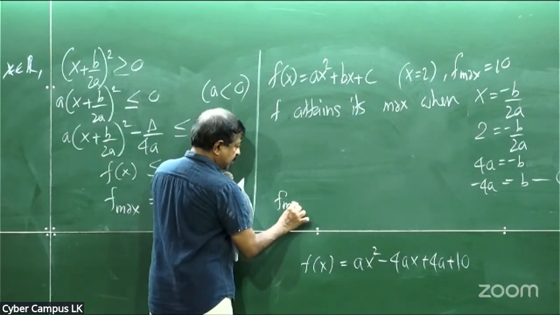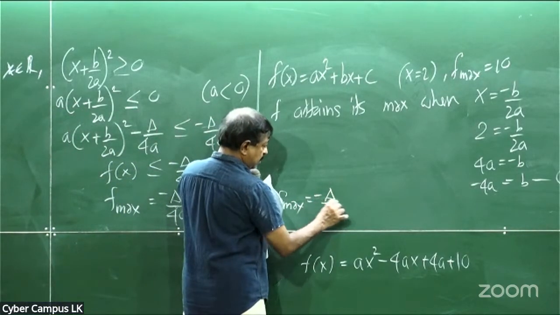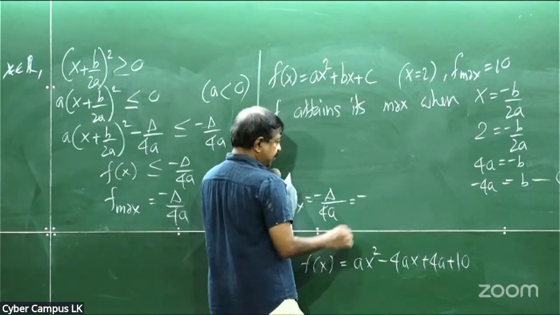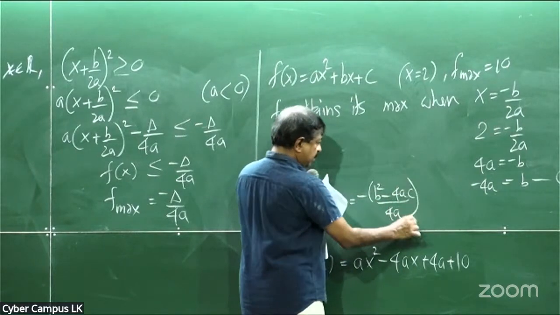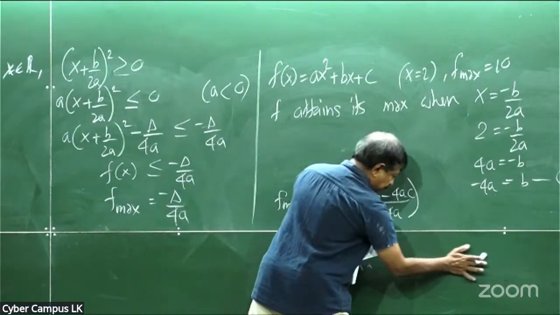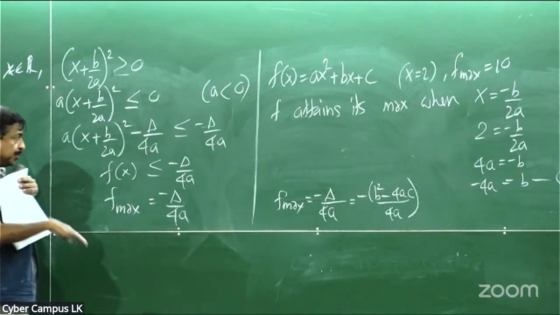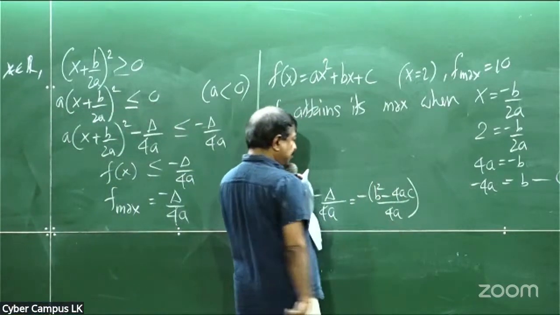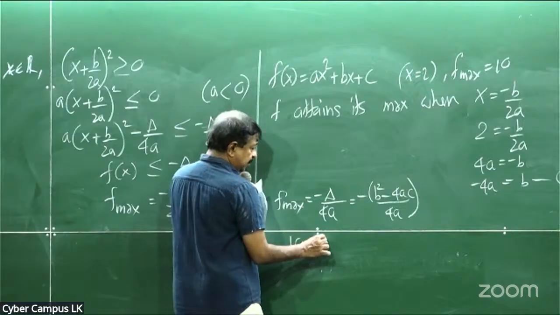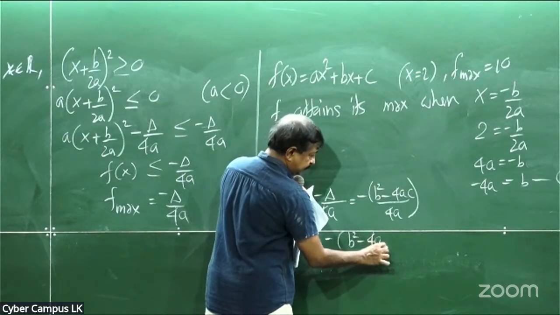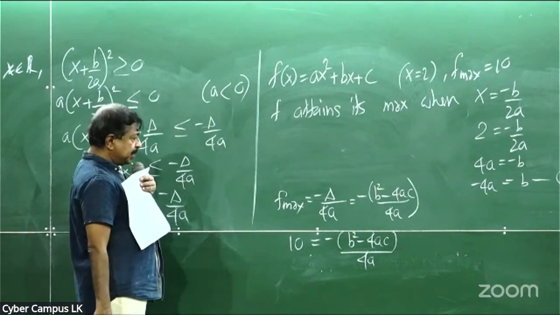Now, f max is minus delta over 4a, means what? Minus b squared minus 4ac over 4a. I just want to show you what motivates us to obtain the answer. First, you have to eliminate b in terms of a. Now, find c in terms of a. Now, if f max is 10, this is b squared minus 4ac over 4a.